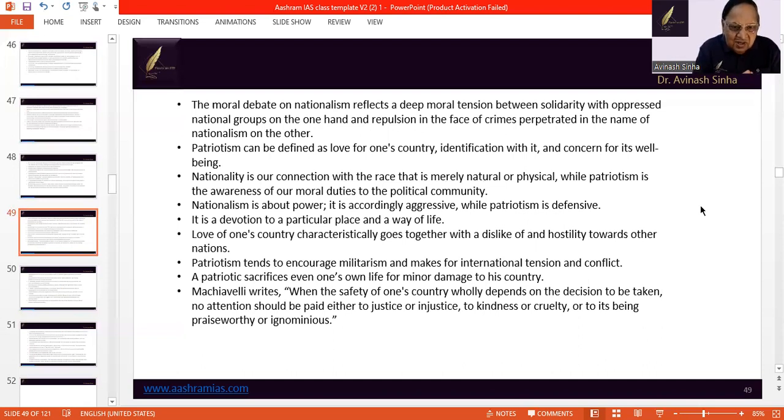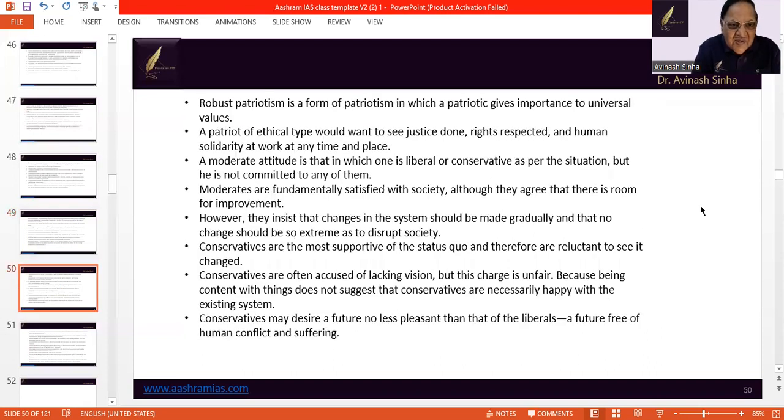Now, Machiavelli writes, when the safety of one's country wholly depends on the decision to be taken, no attention should be paid either to justice or injustice, to kindness or cruelty, or to its being praiseworthy or ignominious. This is how Machiavelli presents this.